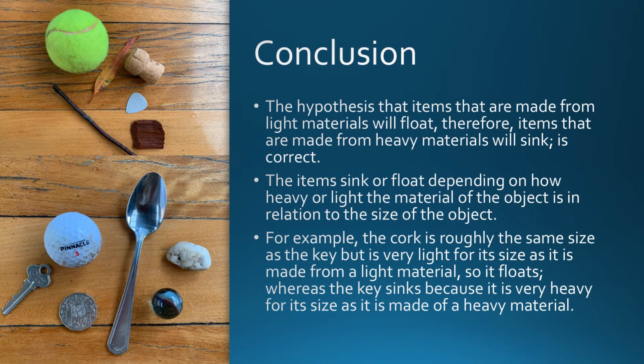To conclude the experiment, the hypothesis was correct in that items made from light materials floated and items made from heavy materials sank, and that this is dependent on the material in relation to the size of the object. For example, the cork and the key used are roughly the same size. However, the cork is made from a light material, so it floats, and the key is made from metal, which is a heavy material and therefore sinks.